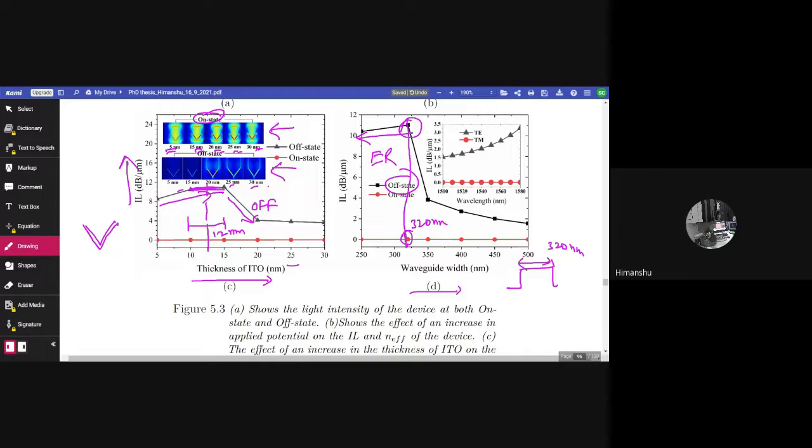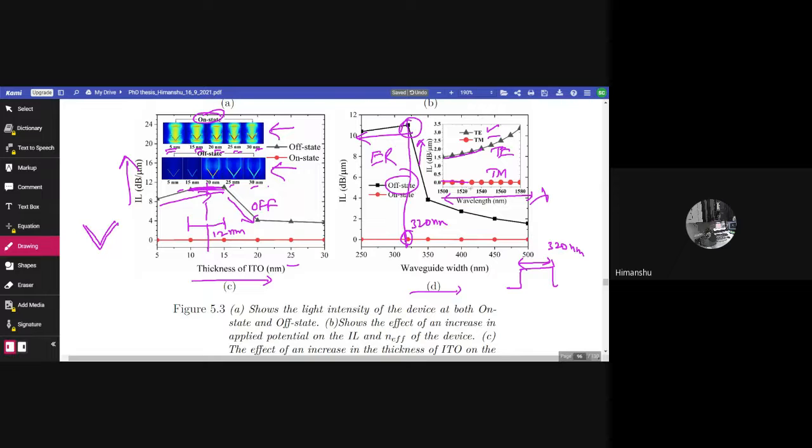Also, the inset shows the IL in TE and TM mode over the wavelength ranging from 500 nanometer to 1580 nanometer. So from the inset, we can see the effect of increasing wavelength on the IL of the device for TE mode and TM mode. Here the red line indicates TM mode and the black line indicates TE mode.